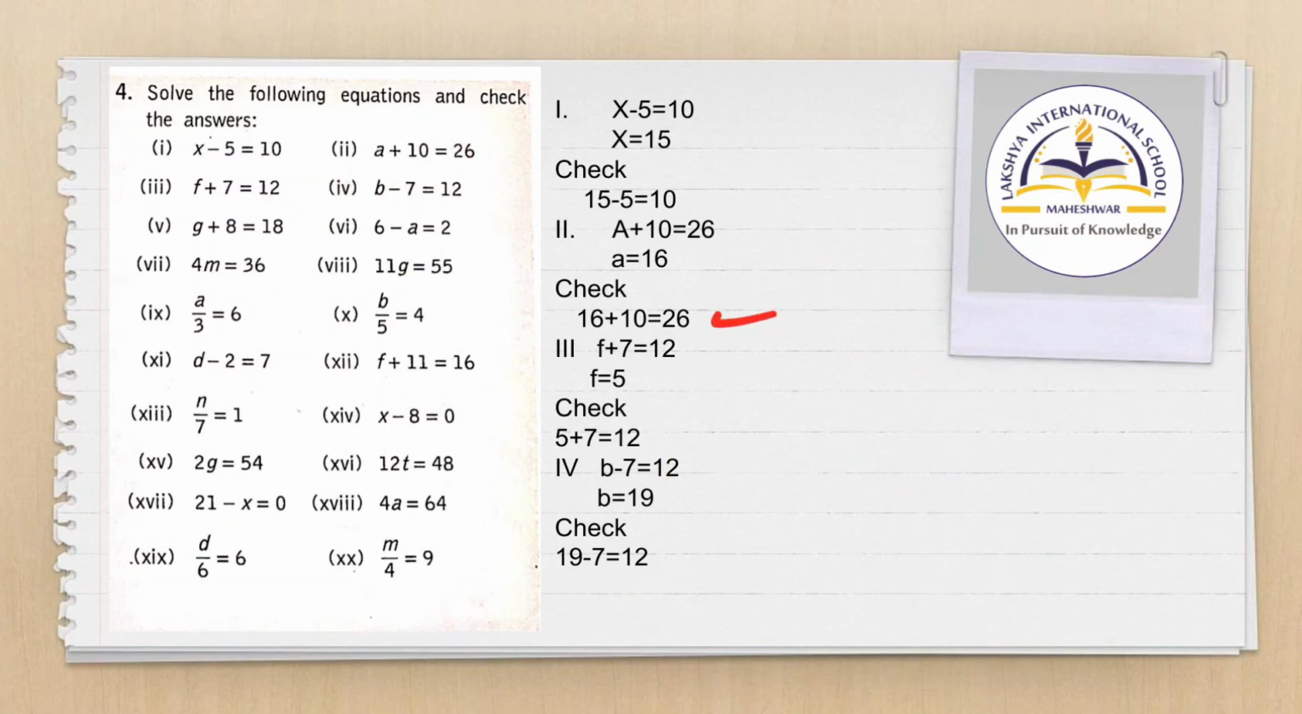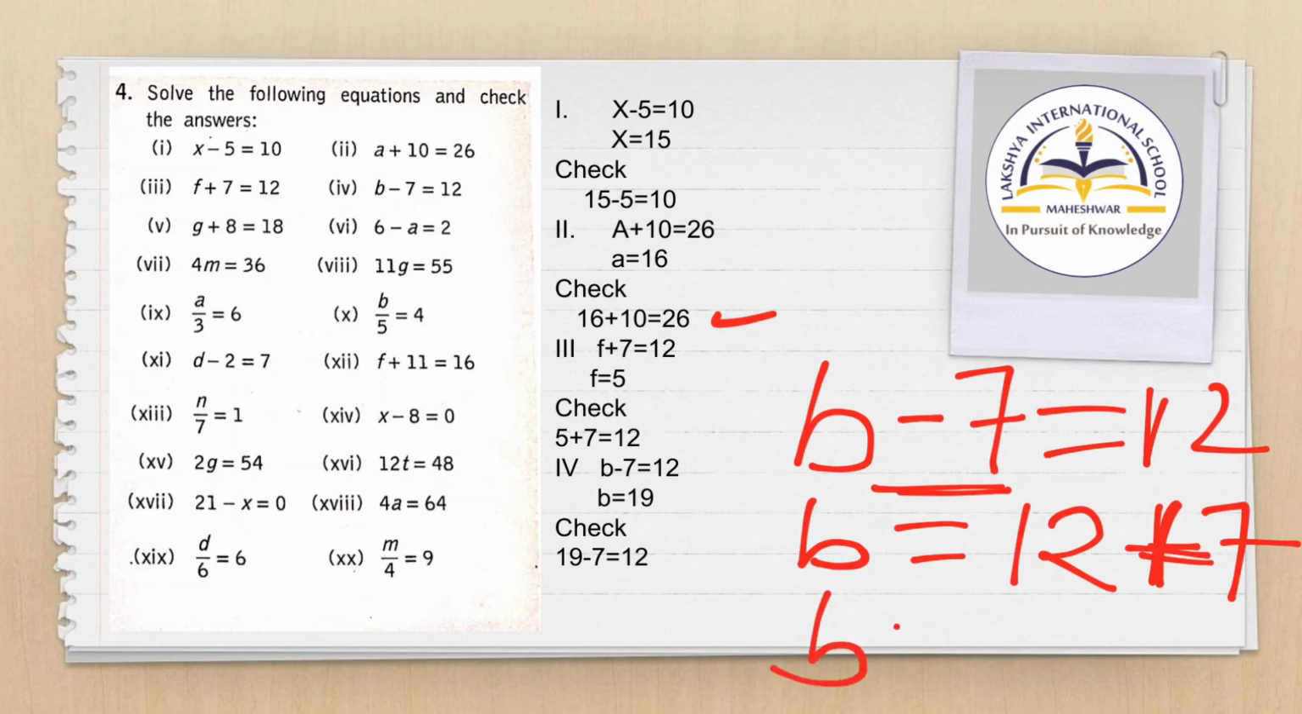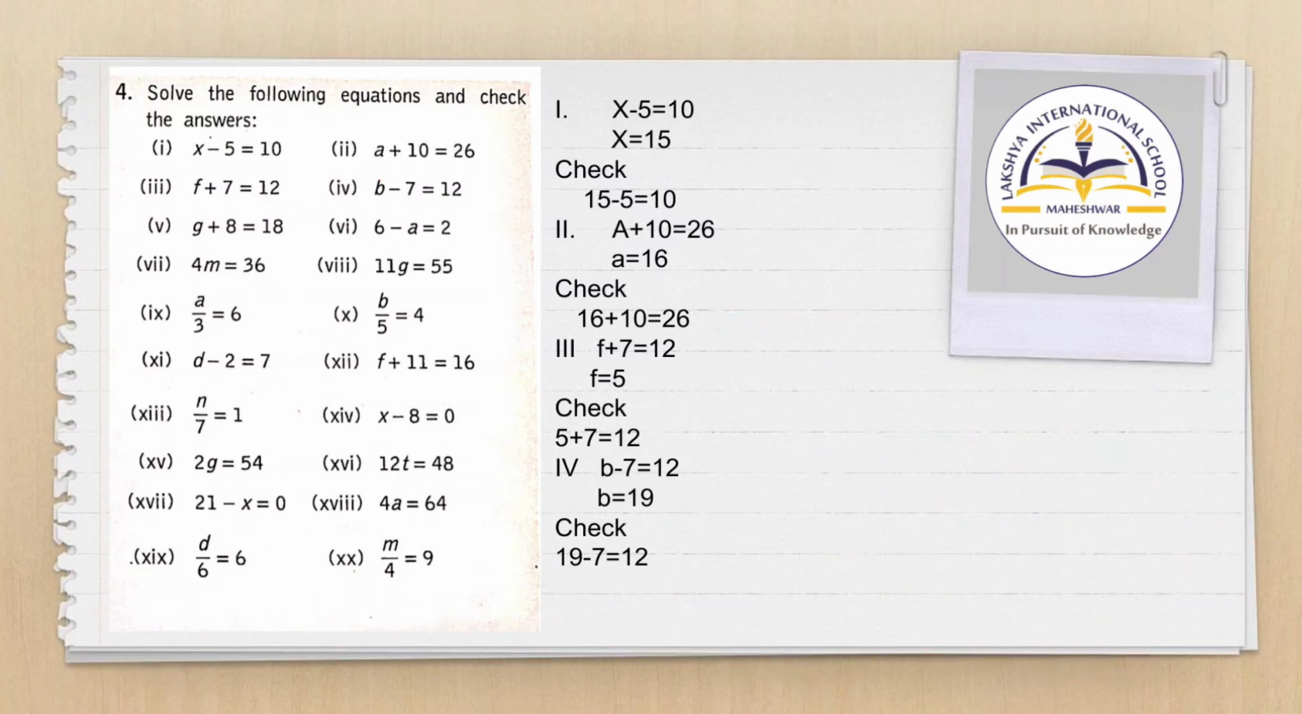Now we will solve the fourth question. b minus 7 equals 12. Now b equals 12 plus 7. When we transfer the minus sign to RHS, it becomes positive, so 12 plus 7 is 19. 19 is our answer. Now we will check 19. We put the value 19 in the question. 19 minus 7 equals 12. So 12 will be here. So 19 will be our main answer.